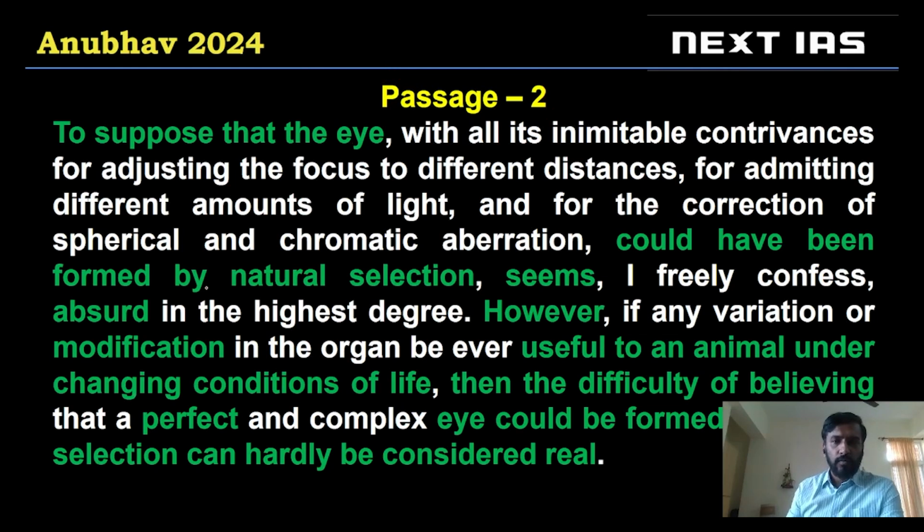Okay. So I want you to read this passage. Some of you may have skipped this passage, but those of you who have read it would have found it a little challenging initially because of the length of the sentences and the sudden change in subject. Here we are talking about whether natural selection can create the eye. So just read the sections marked in green. To suppose that the eye could have been formed by natural selection seems absurd.